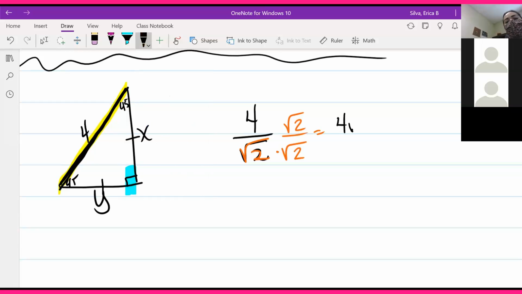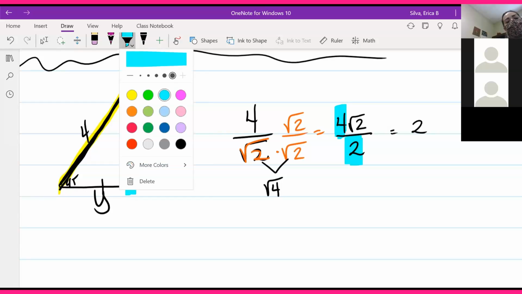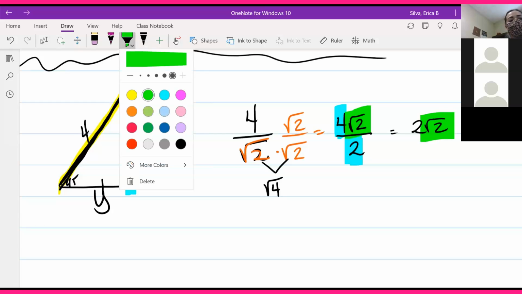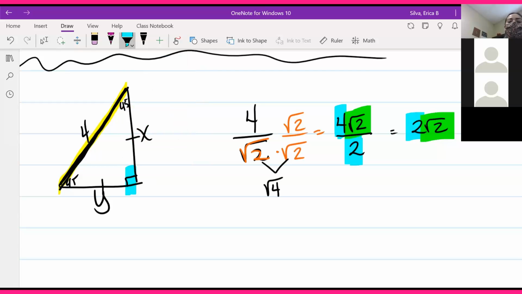So then we go 4 times square root of 2 divided by, this gives us the square root of 4. And what is the square root of 4? 2. And then we simplify again. This is a whole number and this is a whole number. So it's 4 divided by 2, 2. And then we have the square root of 2 left over. So your x is 2 square root of 2 and your y is 2 square root of 2.